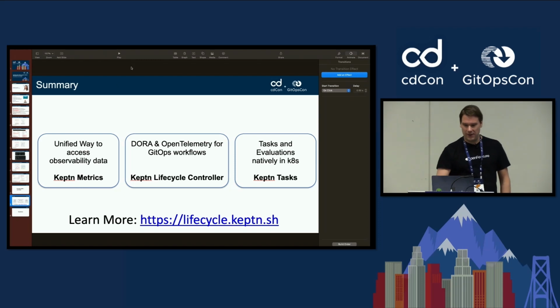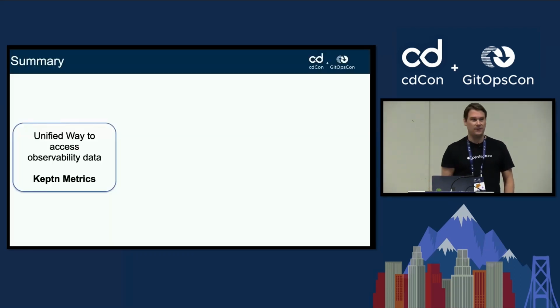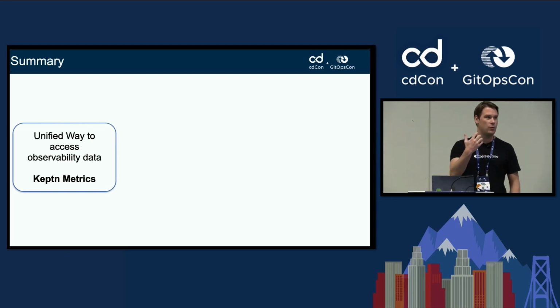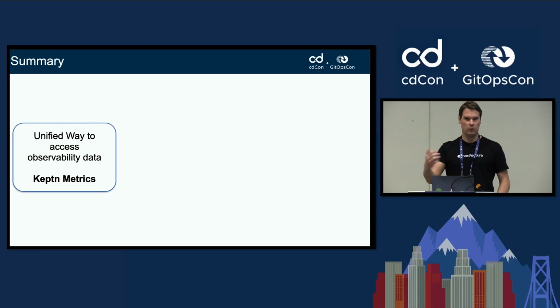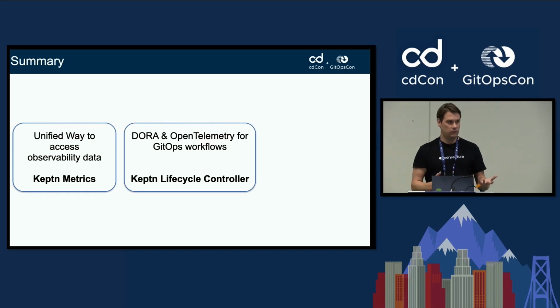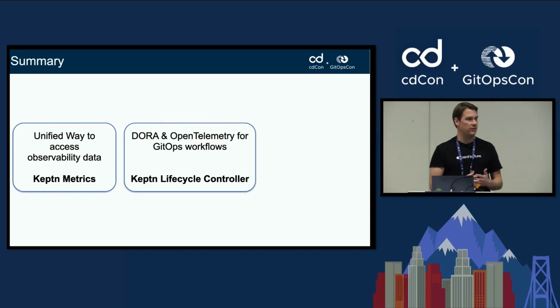So in summary, the three big capabilities are a unified way to access observability data. They're the Keptn metrics. So no matter where you're coming from, what tools your metrics come from, that's the Keptn metrics server. As you saw, all of this is generating DORA metrics and OpenTelemetry traces, quote unquote, out of the box. That's the Lifecycle toolkit.